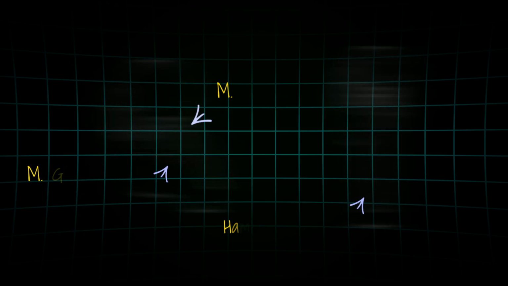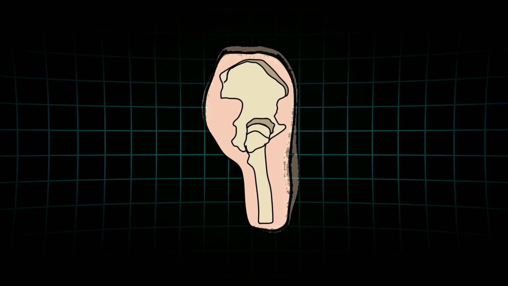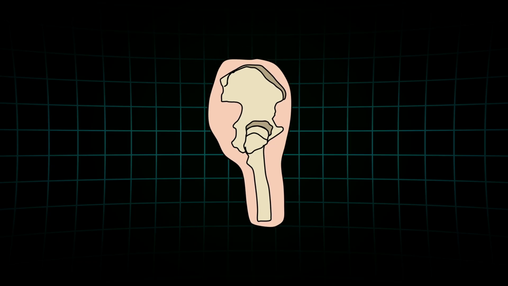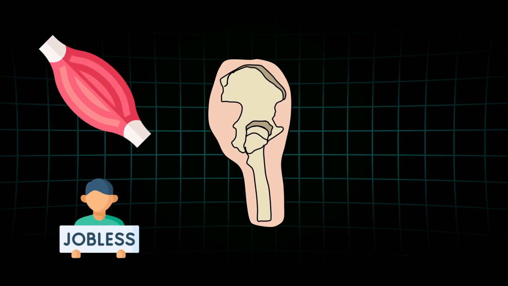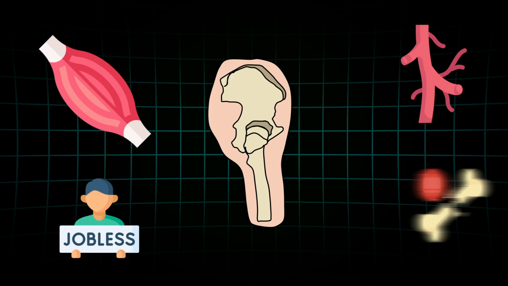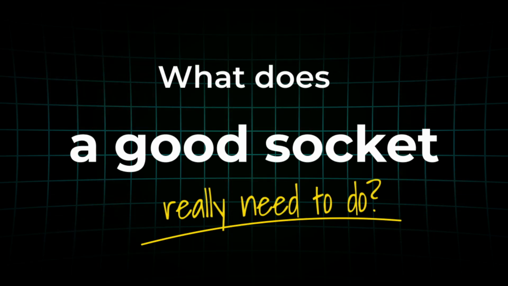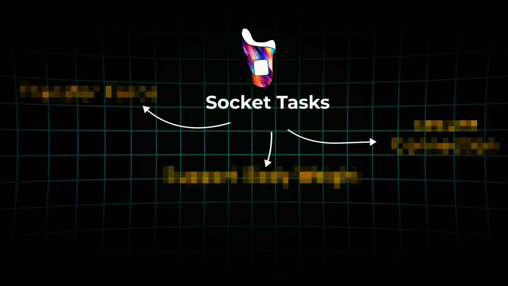And on top of that, the residual limb continues to change, especially in the months following the surgery. Muscles shrink from disuse, blood vessels adapt, and the femur itself becomes thinner and more brittle. So what exactly does a prosthetic socket need to do? It has to do three crucial things, and do them well.